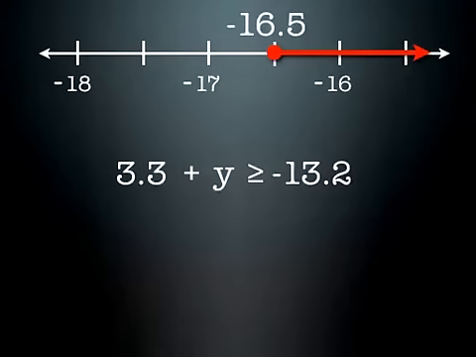Here I'll go ahead and pick a number that is greater than negative 16.5 to check my solution. And just to make it easy, I'm going to select 0, because that is greater than negative 16.5. So when I replace the variable with 0, 3.3 is greater than negative 13.2.